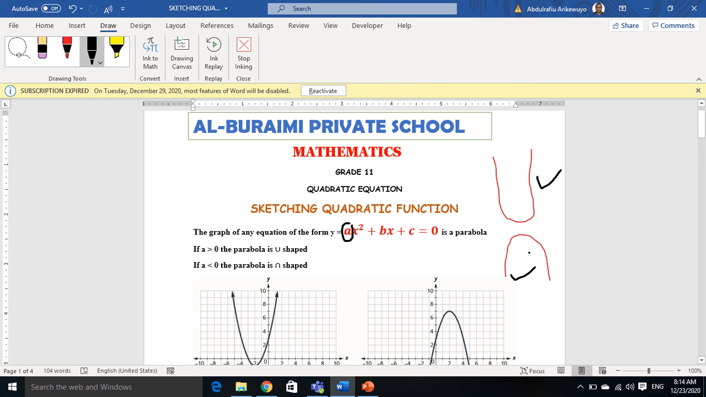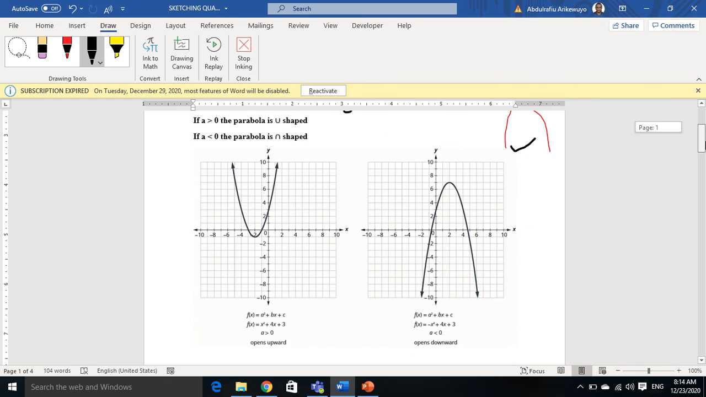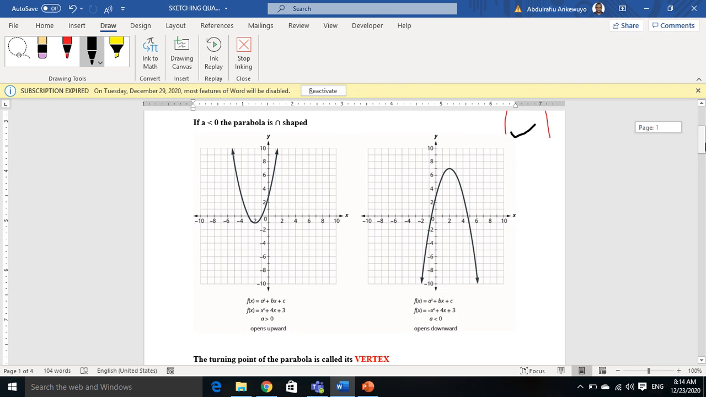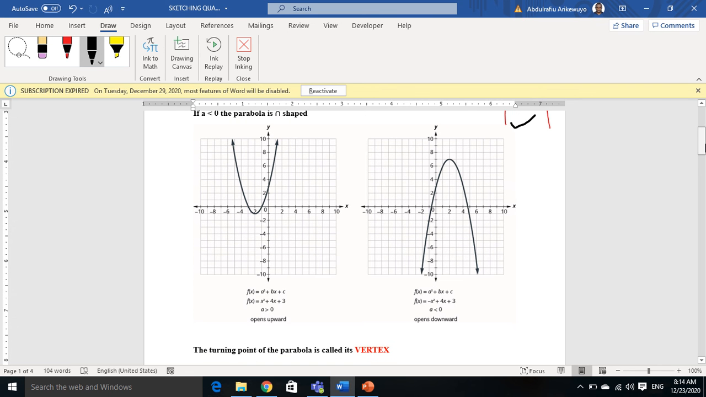Now, that means that if your a is positive, then you are going to have this type of shape. It will open up. If your a is negative, it will open down. I hope you not forget that. Okay, let's go to take some examples. Now, this is a typical graph that you can have. Can you see this now? This is facing up because the value of a here is 1, which is greater than 0. This is facing down because the value of a in this equation is minus 1, which is less than 0.